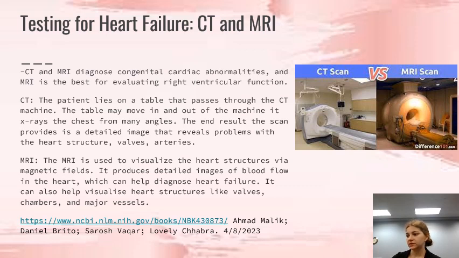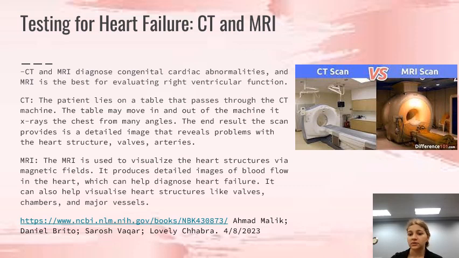So starting with the CT, the patient will lie on the table, and the table kind of moves in and out of the CT machine. As you see here, it's kind of shaped like a donut. The machine will be taking many X-ray images of the chest at this time from many different angles, and this will deliver a very detailed image of the heart that can diagnose anatomical issues. The CT is pretty quick and easy, but the patient will be asked to hold still or maybe hold their breath at certain points to present a clear image of the heart and chest.